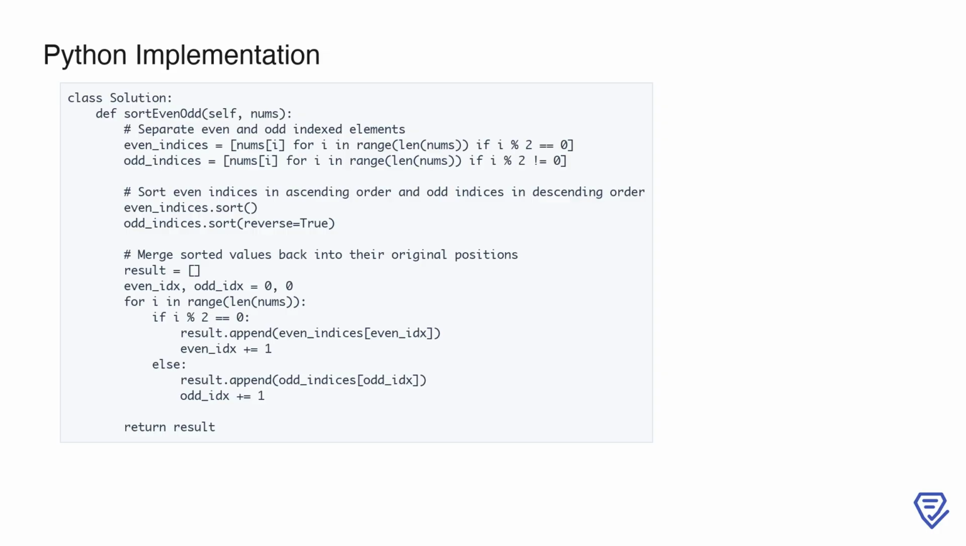4. Return the final result. After the loop completes, result contains the original array with even indices sorted in ascending order and odd indices sorted in descending order, as required. This approach ensures that the sorting is done efficiently, with a time complexity of approximately O(n log n), where n is the length of the input array. The space complexity is O(n), due to the additional lists used for even and odd indexed elements.